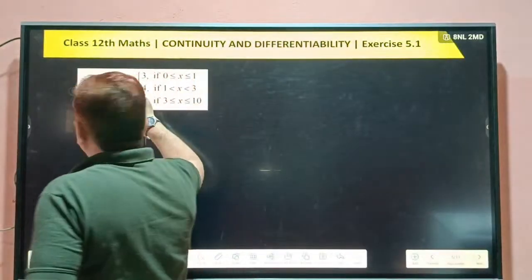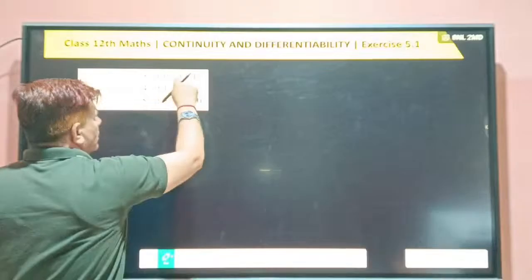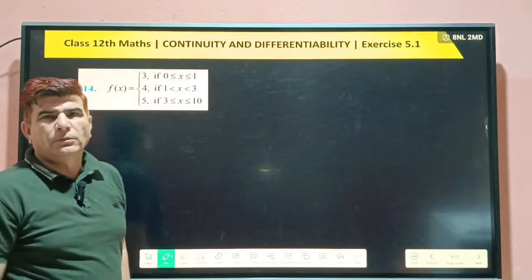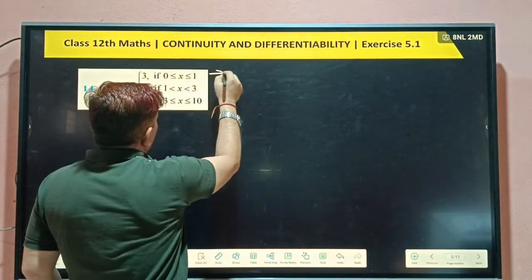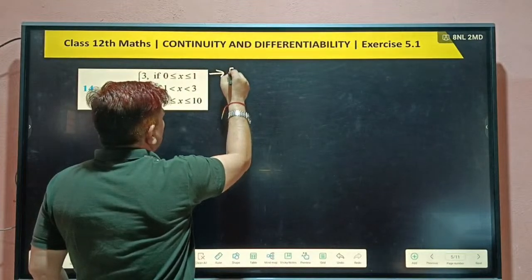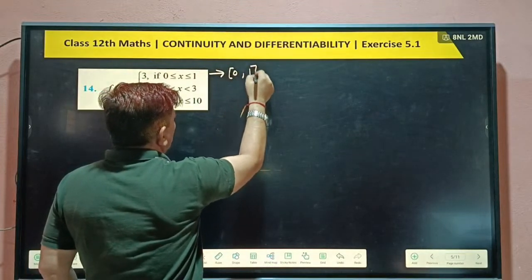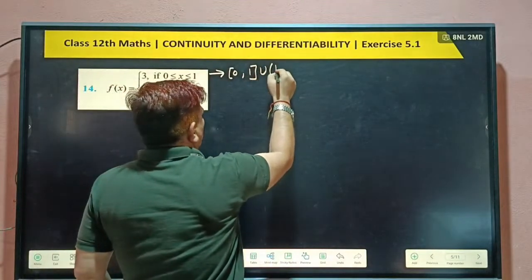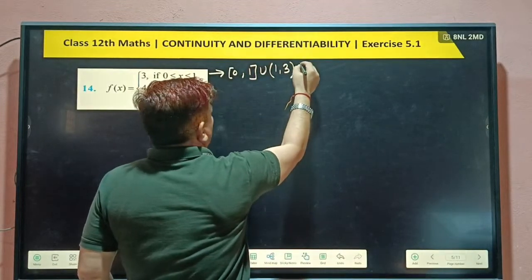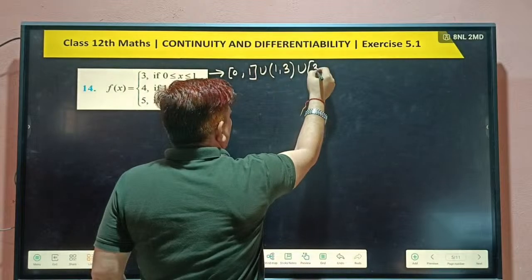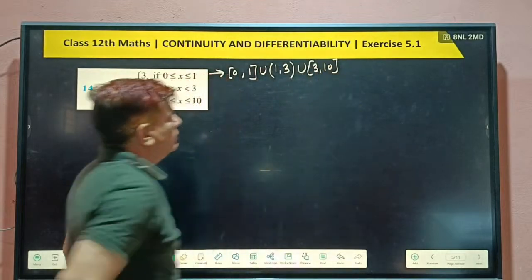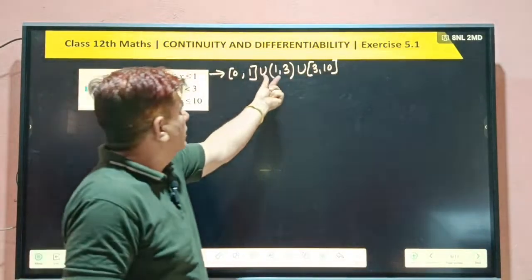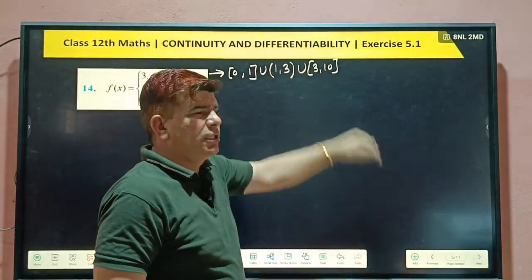f(x) is a function. It is equal to 3 if x is greater than or equal to 0 or less than or equal to 1. So what's the domain of it? Directly you can write. This is 0 to 1, union, what is this? 1, 2, 3. And here again union 3 to 10. 1 and 3 are not included in it.